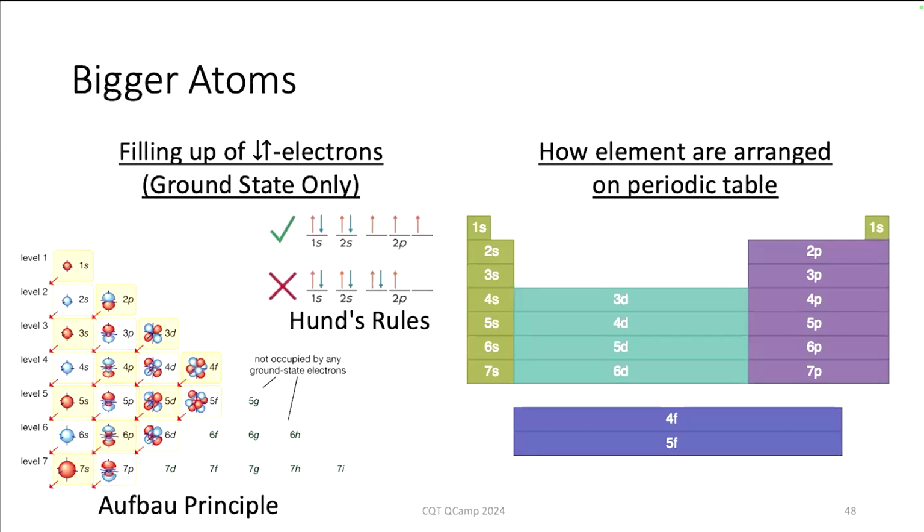The valence, the last electron that fills up, will determine where you put the element. So for hydrogen, it's 1s, then helium, then lithium. Lithium has 3 electrons, so it should fill up the 2s. When the last electron fills up the 2s, that is where it is. Then 2p, 3s, 3p, and so on and so forth. This is how the elements are arranged on the periodic table. You see this group is the f orbitals.